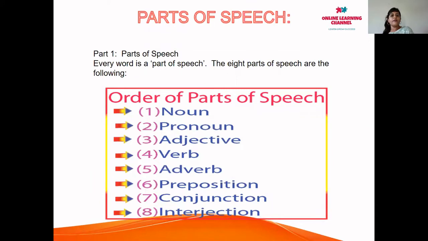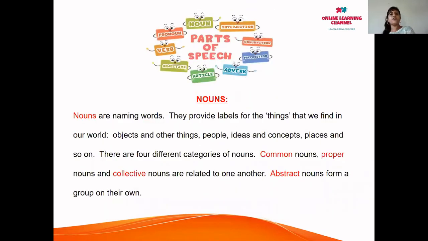So we have 8 parts of speech. Every word is a part of speech. The 8 parts of speech are the following. Number 1, we have noun. Number 2, pronoun. Then we have adjective, verb, adverb, preposition, conjunction, and interjection. Right, first of all, we're going to look at nouns.